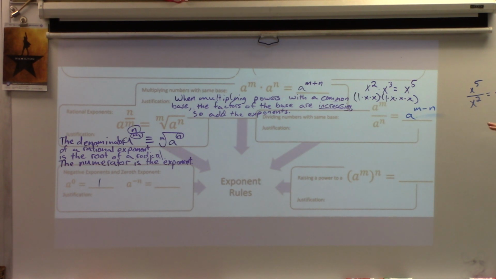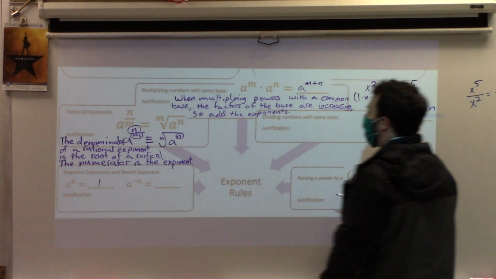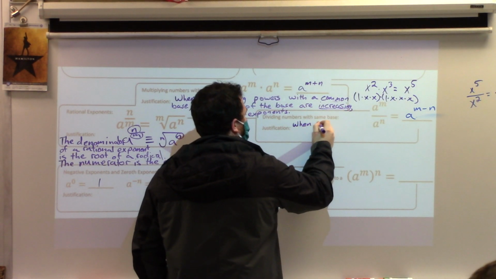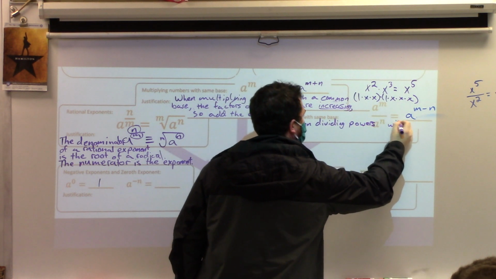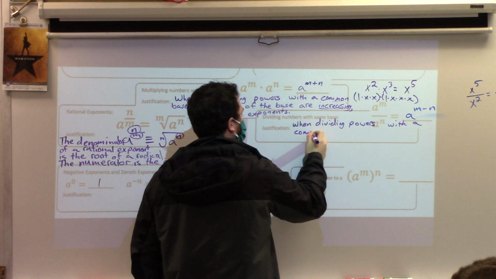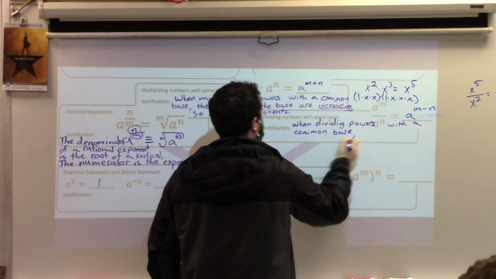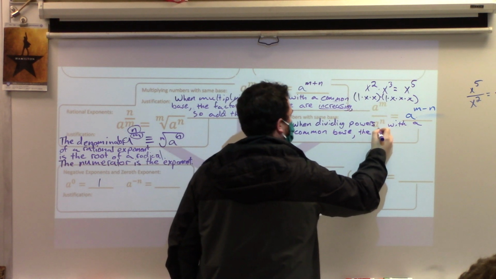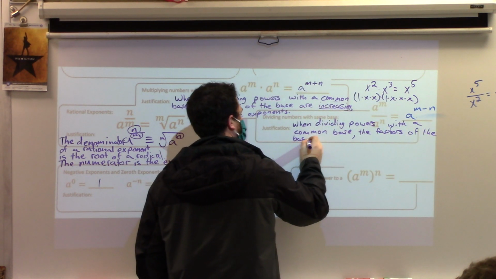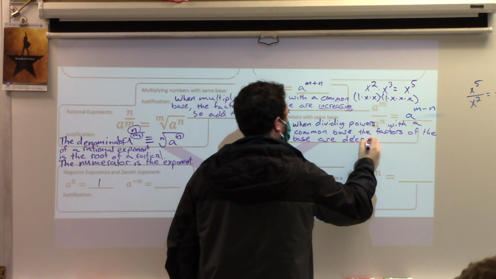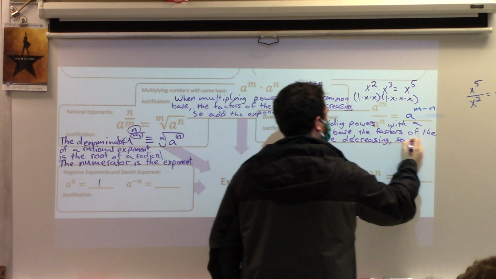Notice we said that when multiplying we're increasing the factors of the base. Here, are we increasing the factors of the base? No. We're decreasing, and what mathematical operation goes with decreasing? Subtraction. So when dividing powers with a common base, the factors of the base are decreasing. So subtract the exponents.